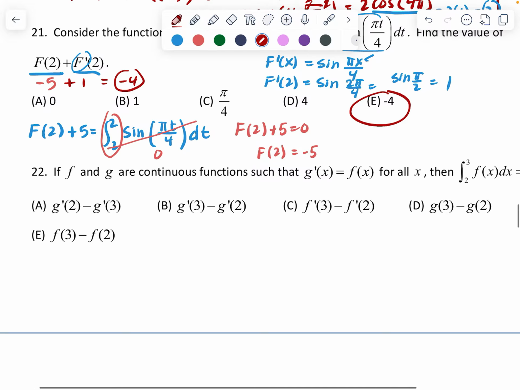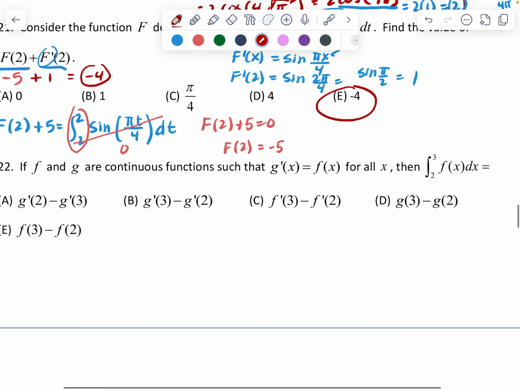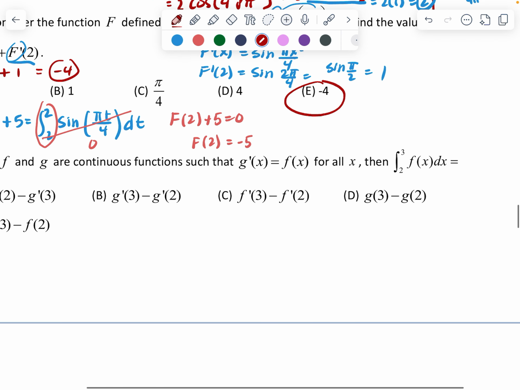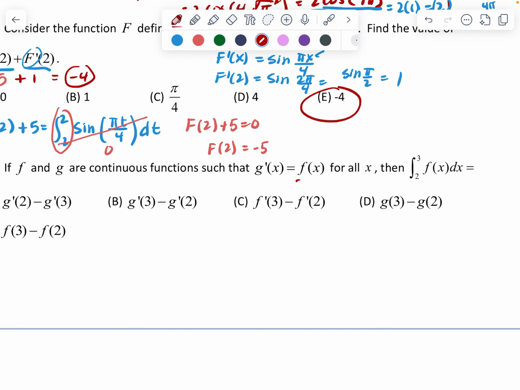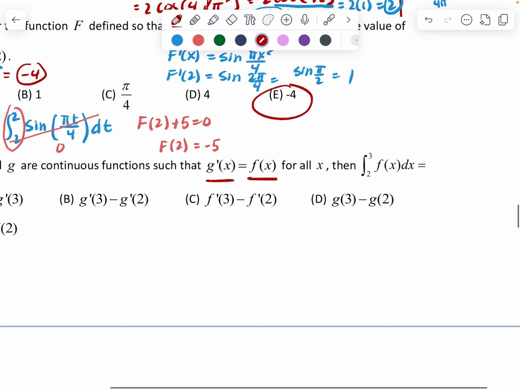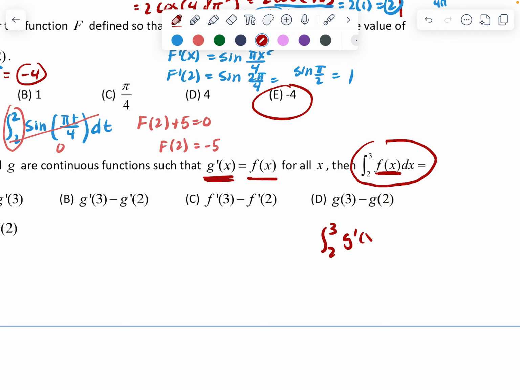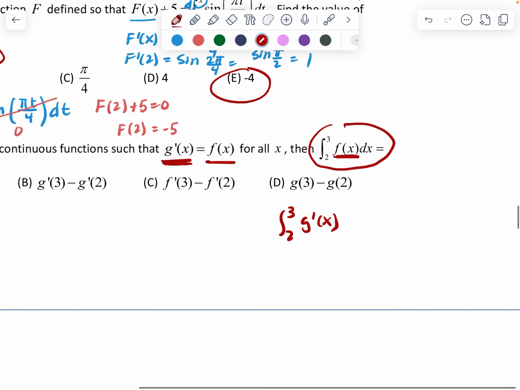Okay, last one. F and g are continuous such that g prime of x is f of x. Then what's the integral from 2 to 3 of f of x? Well, if I know that f of x and g prime of x are the same, basically that just means that I can replace this f of x with g prime because they're the same. So what's the integral from 2 to 3 of g prime of x? Hey, you guys, remember when you take the integral, this is just the fundamental theorem. This would be g of 3 minus g of 2, or net change. Okay, so that would be D.